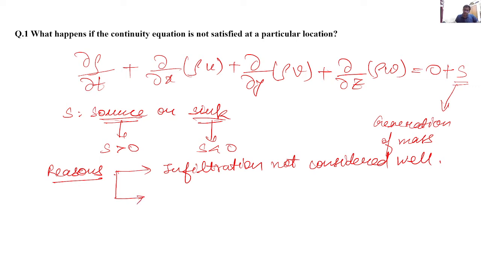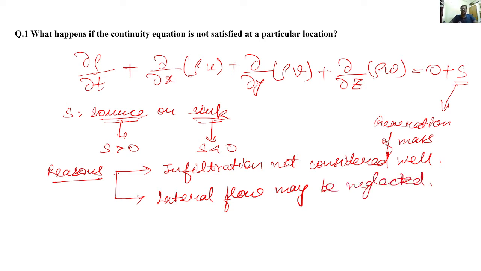So that might be one case in which the continuity equation may be invalidated, or secondly when the lateral flow may be neglected. However, strictly speaking, these are not exceptions to the continuity equation. If you measure the sink and source also pretty accurately, then the continuity equation will never be wrong.